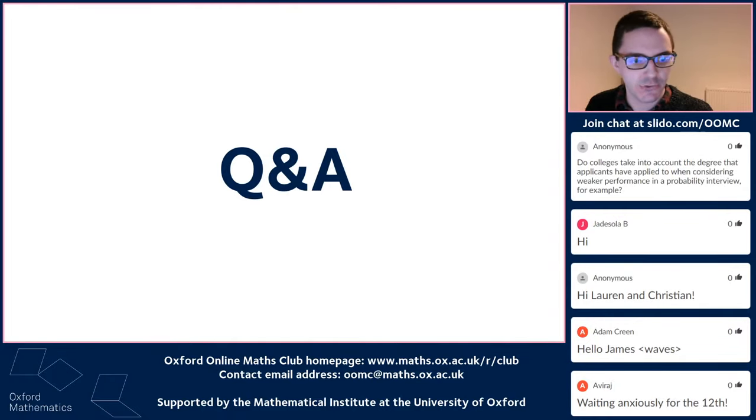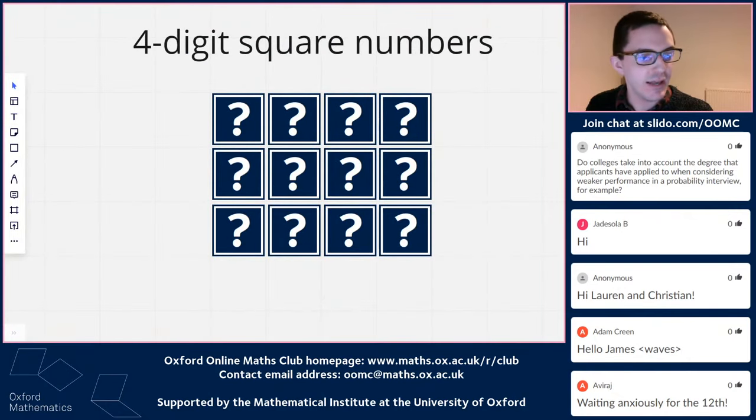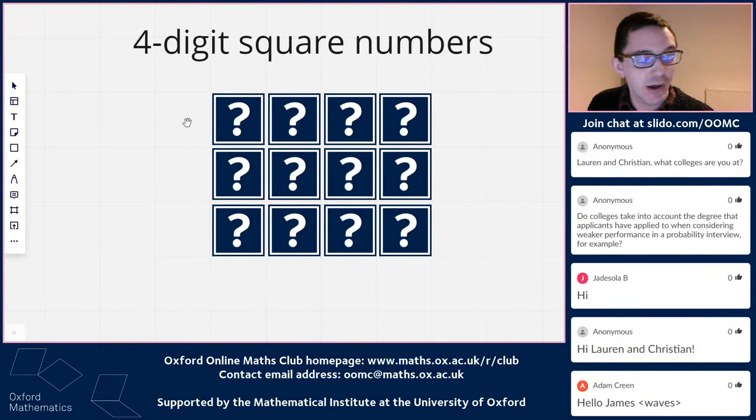Okay, let's see if I can get that on screen now. Okay, here it is. So the problem works like this. I'm interested today in four-digit square numbers. I should say at this point, I'm not expecting you to know any four-digit square numbers. I'm just going to say these are some four-digit square numbers, and we're going to look at if you can work out what they are. I've put question marks over the digits. What I'm going to do is show you some of the digits, and it's your job to work out what the square numbers are that are hiding behind these question marks.